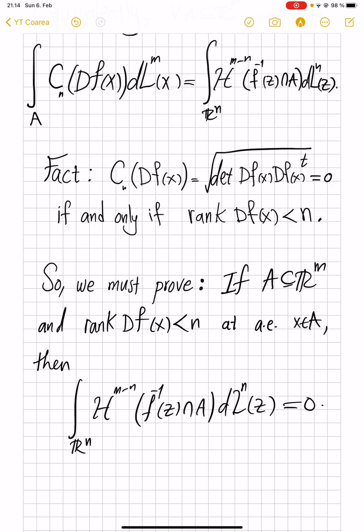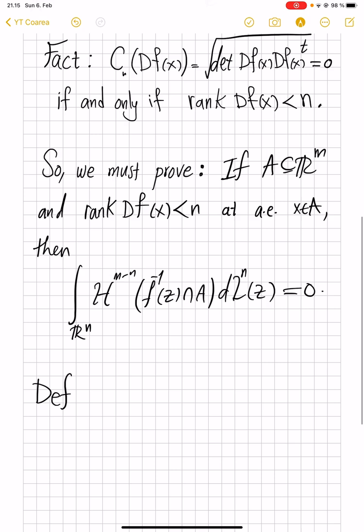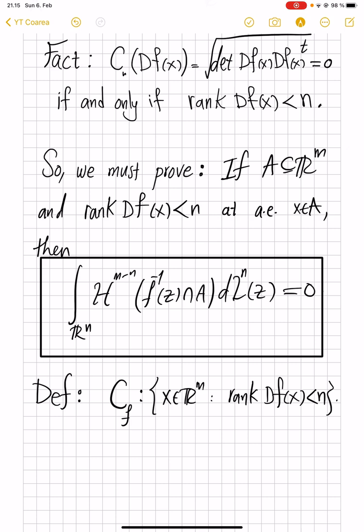So this must be proven for the critical set of the function f. The critical set of the function f in our context will be the set of x in the domain where the rank of the derivative of f at x is strictly less than n. So we can take A equal to this critical set. This will be our goal in this video, and we will talk about other issues connected to that.